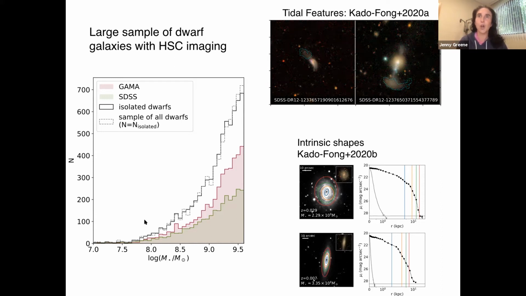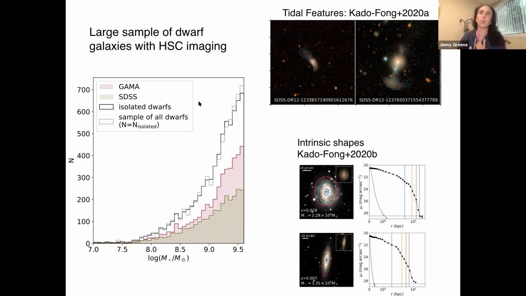Mike and others on this call know how hard it is to put together complete samples in this low mass regime. And so that's still something that we're struggling with. But the first thing Aaron did, which I won't talk about at all, was select samples of dwarf mergers by looking for tidal features and show quite convincingly that recent merging activity boosts star formation rates in these dwarfs.